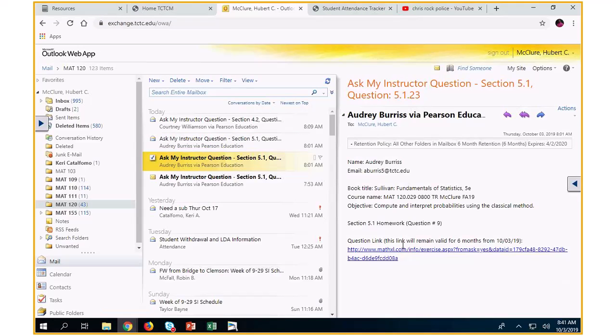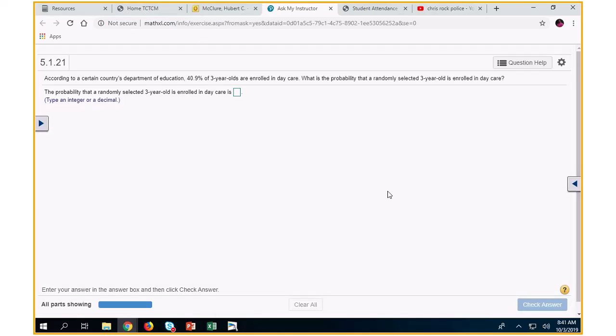This is 5.1. That's the same one. And this is number 8. Probably the same type of question. According to a certain country's Department of Education, 40.9% of 3-year-olds are enrolled in daycare. What is the probability that a random child is enrolled in daycare? 49.3%. Okay, let me reread that. According to a country's Department of Education, 40.9% of 3-year-olds are enrolled in daycare.